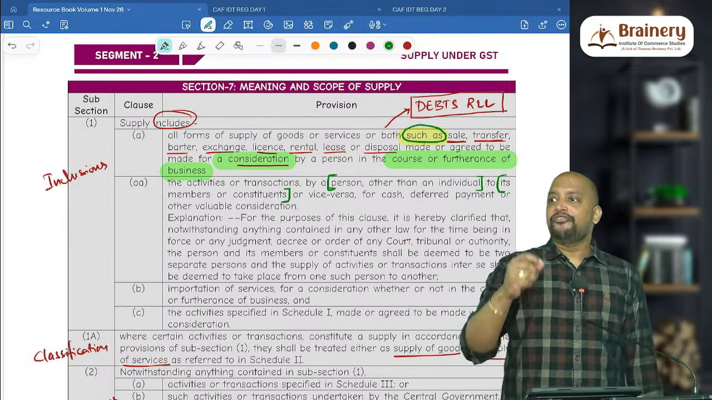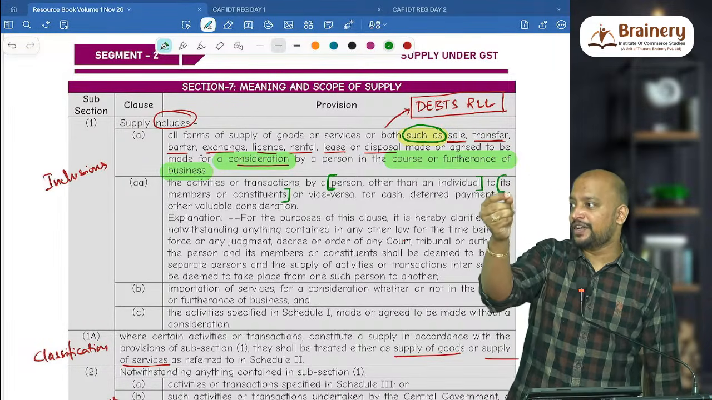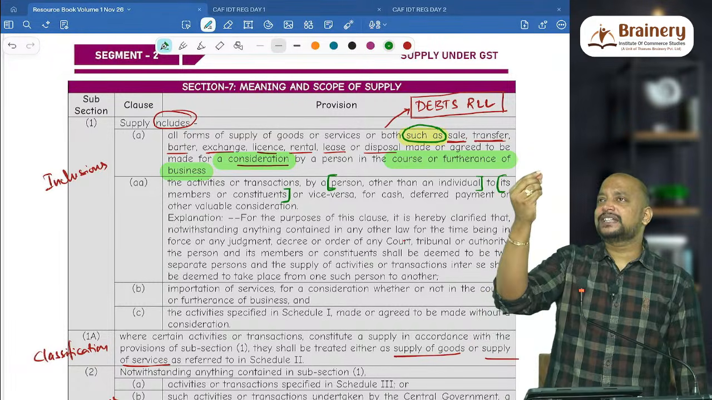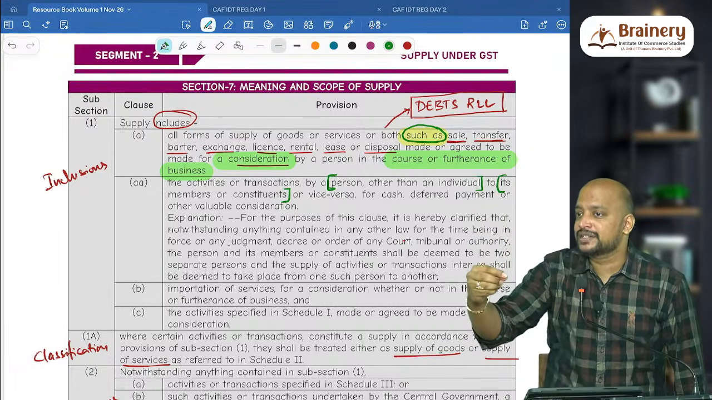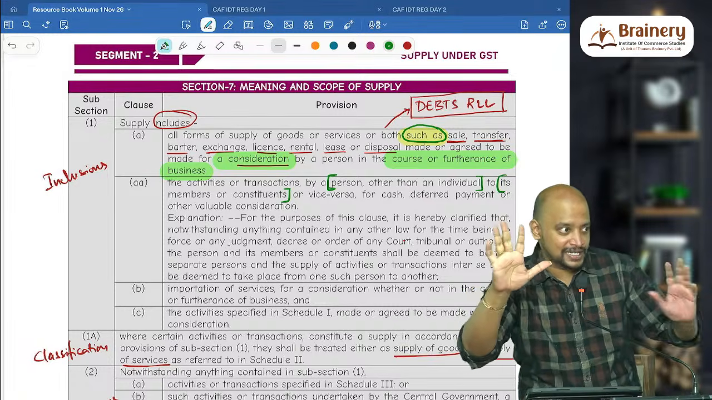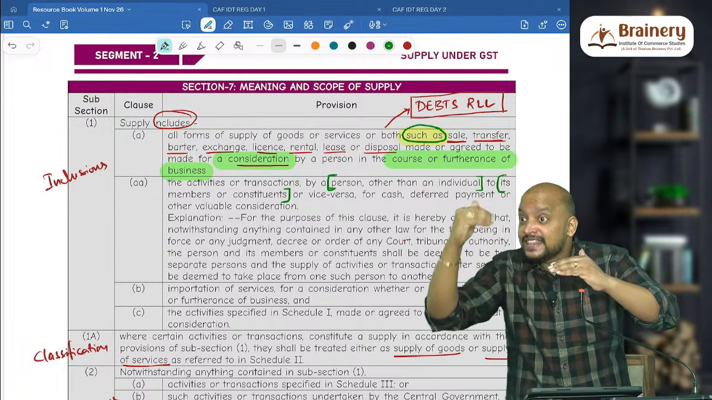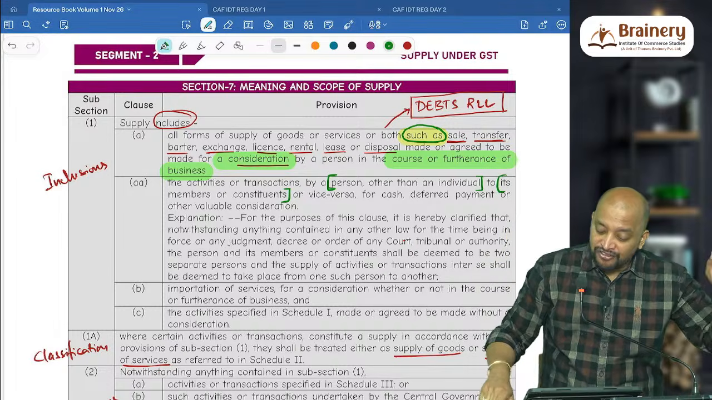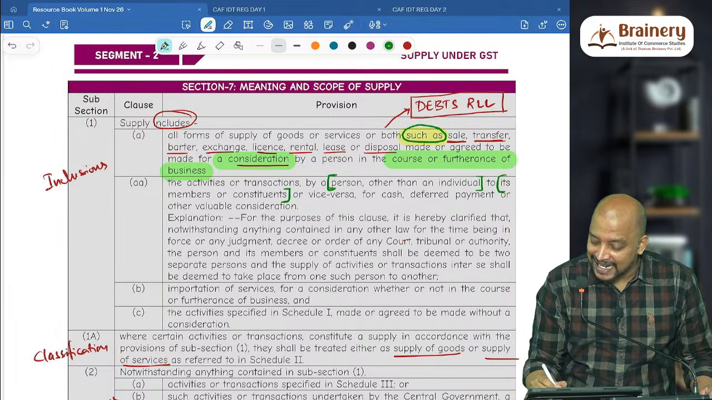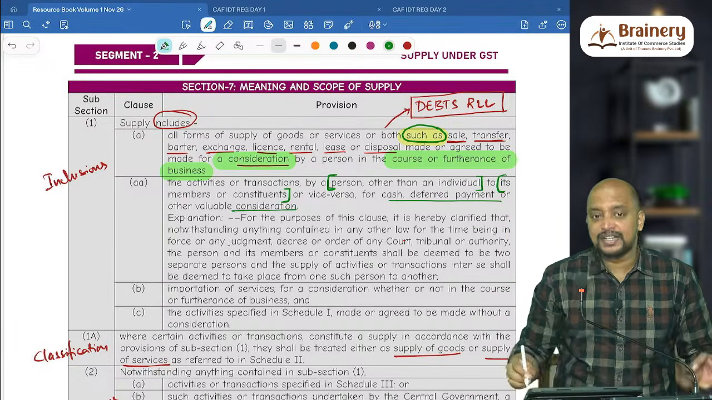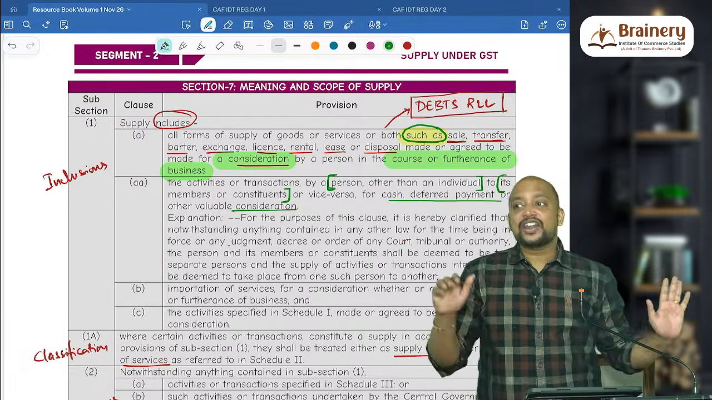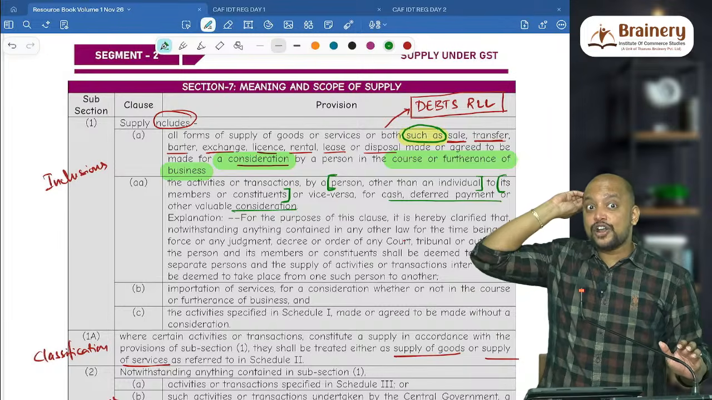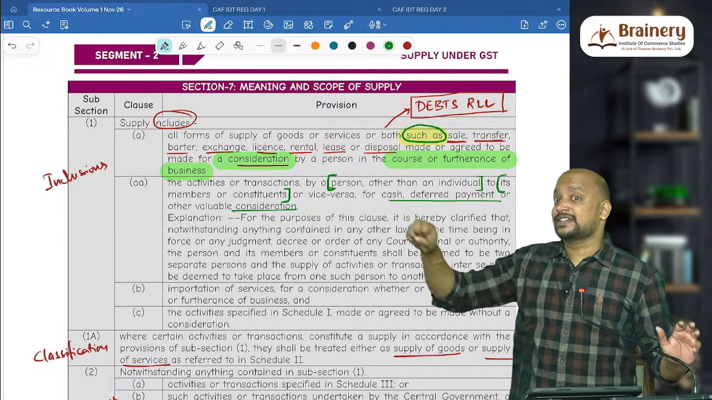So, you take firm, person other than individual, firm. For the members of the firm, partners. You take person other than individual, company. For the members, shareholders. Are you understanding? Between them, if there is any activity for a consideration, then it will become supply. They cannot take a stand that, that is not a separately incorporated person.